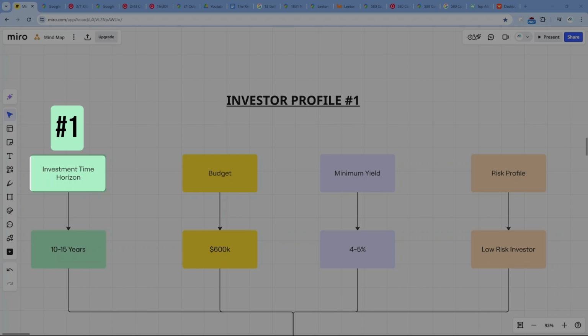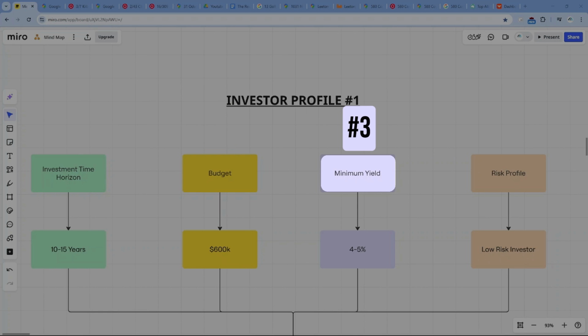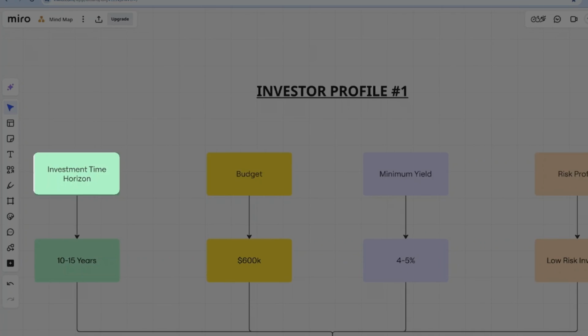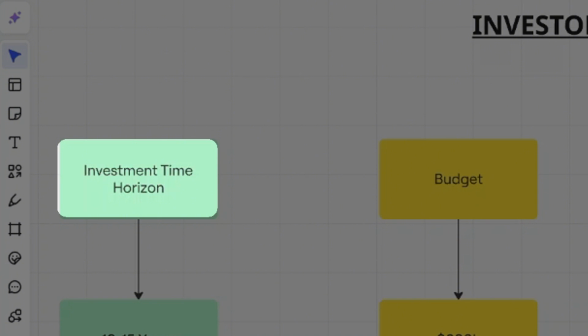1, your investment time horizon. 2nd is your budget. 3rd is the minimum yield you require. And 4th is your risk profile. When we're talking about investment time horizon, we're talking about, are you investing for 3 years? Are you investing for 7 years? Are you investing for 15 years?